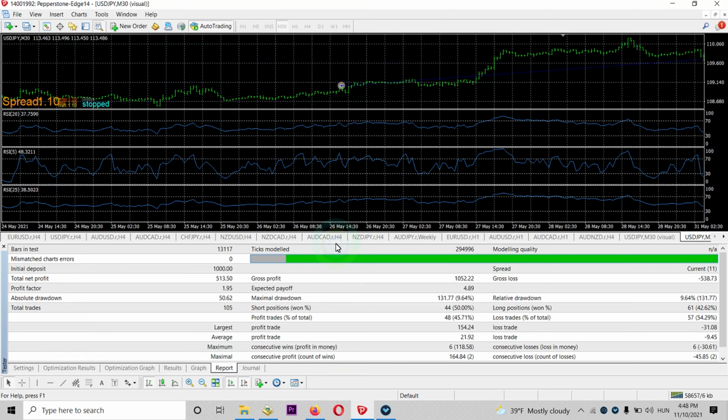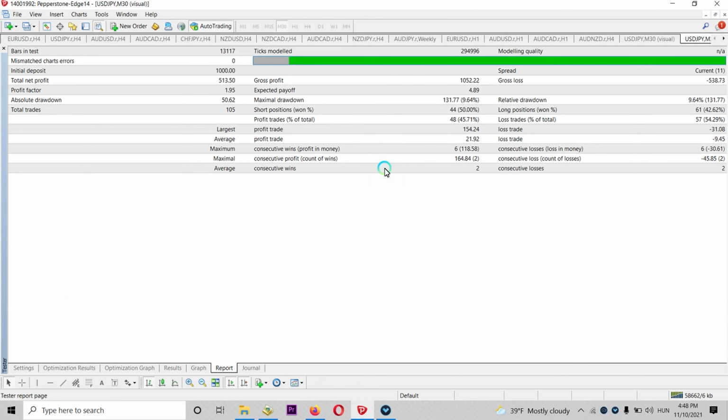Let's see. So we have our statistics here. As you see, we have a better than 1:2 risk to reward ratio. That is always great. We have a really low drawdown, and we have a much higher largest profit trade than loss trade. That is awesome. So this strategy is a good strategy overall, and the statistics are, in my opinion, a good sign of a reliable strategy.